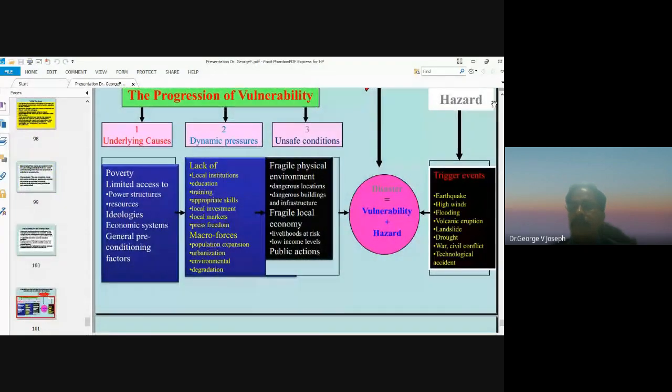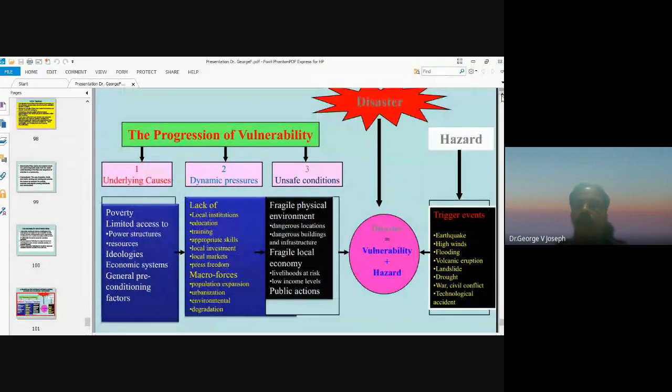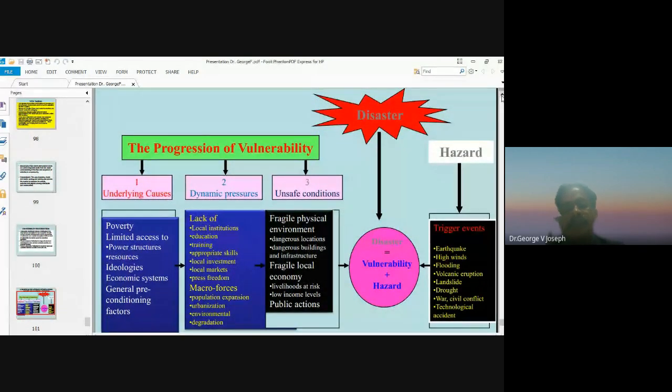See, in this slide, I have talked to you about hazardous events. When they interact with vulnerable people, it may become a disaster. So we spoke about the three aspects: the underlying causes, dynamic pressures, and unsafe conditions. These are all creating vulnerabilities. These three factors have to be taken into consideration while looking at the pressure and release model.